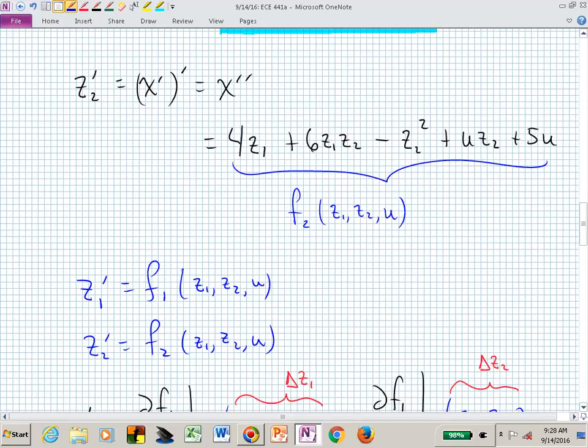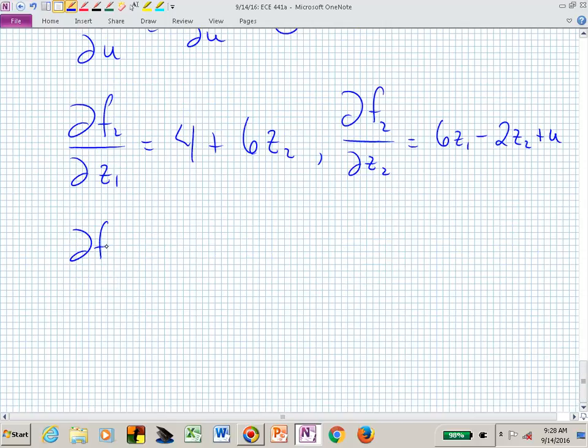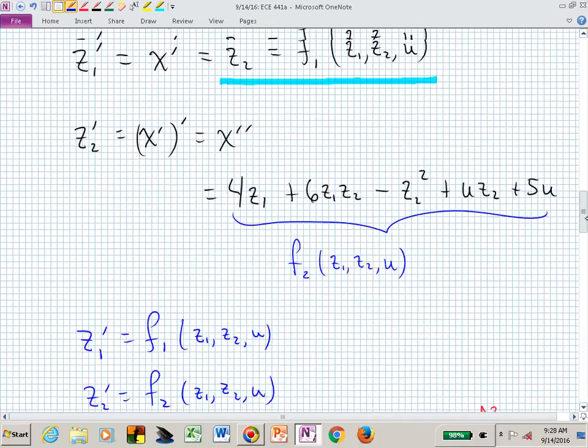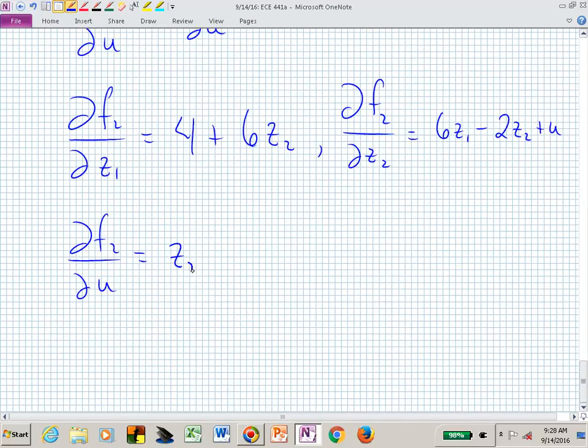Where were we? We were at minus 2Z sub 2 plus U, thank you. And that's it, right? And what about partial of F sub 2 with respect to the input? We now have Z sub 2 plus 5. Plus what? 5.